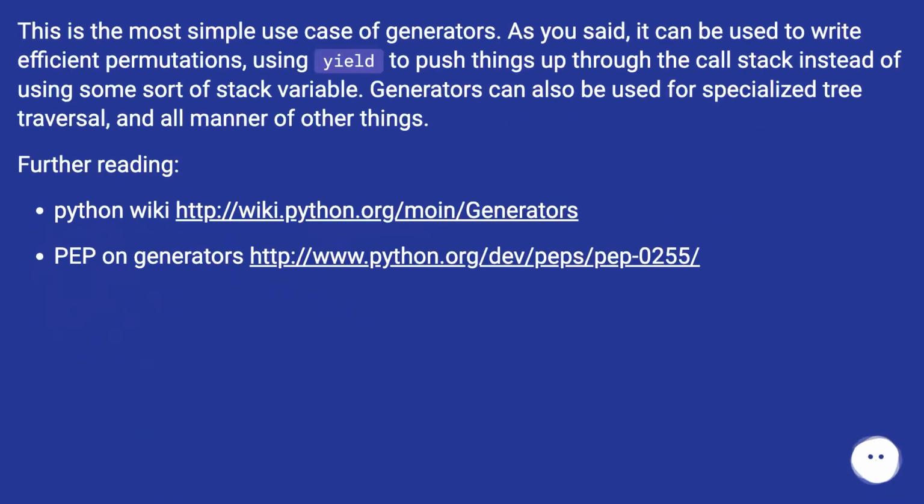This is the most simple use case of generators. As you said, it can be used to write efficient permutations, using yield to push things up through the call stack instead of using some sort of stack variable. Generators can also be used for specialized tree traversal and all manner of other things. Further reading: Python Wiki, this URL. PEP on generators, this URL.